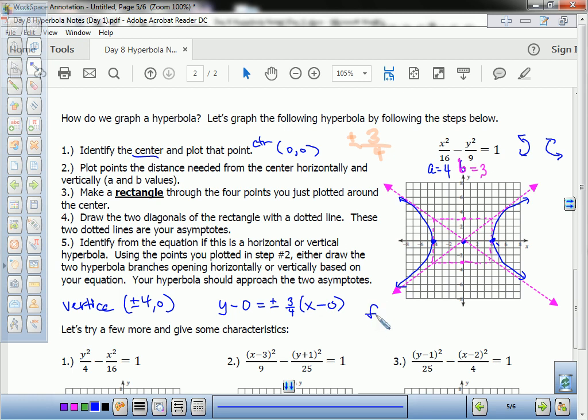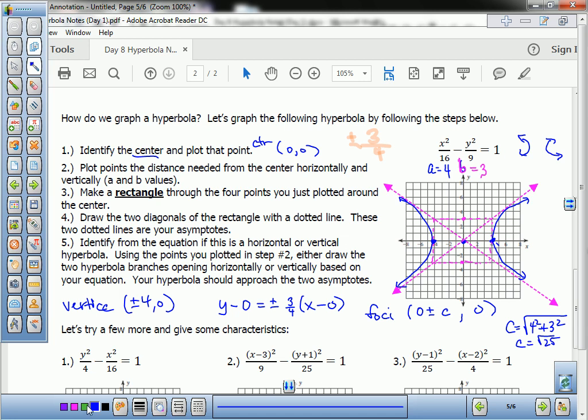Now, foci. Okay, so foci, first we have to find C to find our foci, because it's going to be the x value at the center plus or minus C, 0. So what is C for this problem? It is the square root of 4 squared plus 3 squared. 16 plus 9 is 25. Okay, this doesn't happen often. Usually this is just a radical we can't take the square root of. This time it works out really pretty. C is 5.